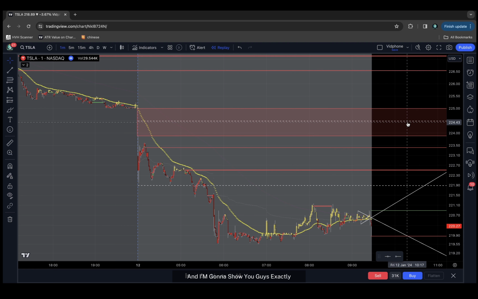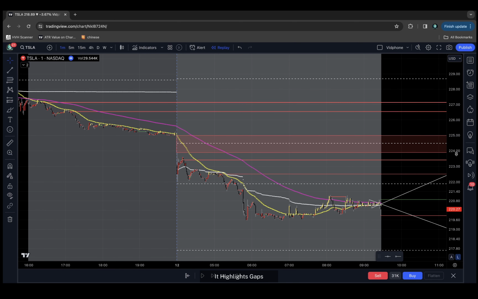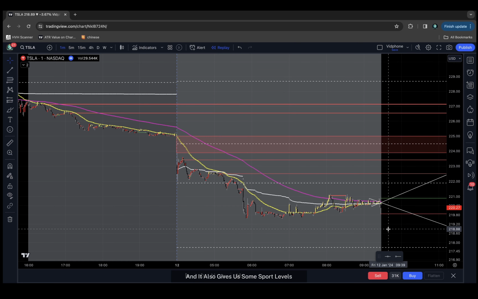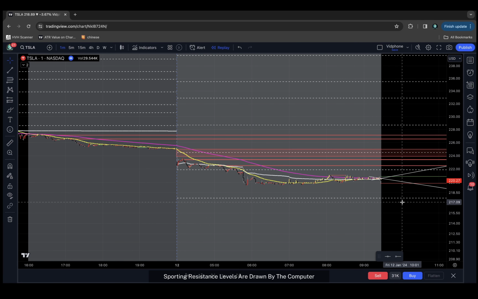And I'm going to show you guys exactly what we were looking at that particular day when we took this trade to the upside, right? So as you can see, we have a couple of gaps that are highlighted in red, and our strategy automatically does this. It highlights gaps, and it also gives us some support levels and some resistance levels. These support and resistance levels are drawn by the computer, so there's minimum error, right?